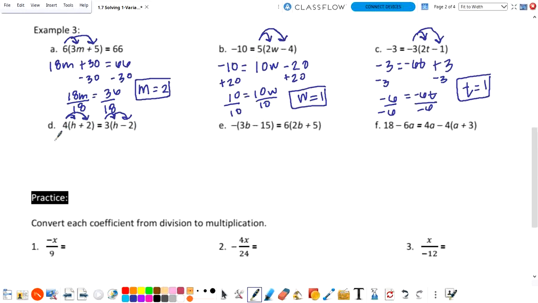Okay, so 4 times h is going to be 4h. 4 times 2 is 8. 3 times h gives us 3h. And 3 times negative 2 gives us negative 6. All right, so now notice we have a variable on both sides. So we need to combine our variables. So we're going to subtract 3h from both sides to get all of our h's together. We'll be left with h plus 8 equals negative 6. And now we have this plus 8. We need to subtract it. So negative 6 minus 8, we've got h equals negative 14.